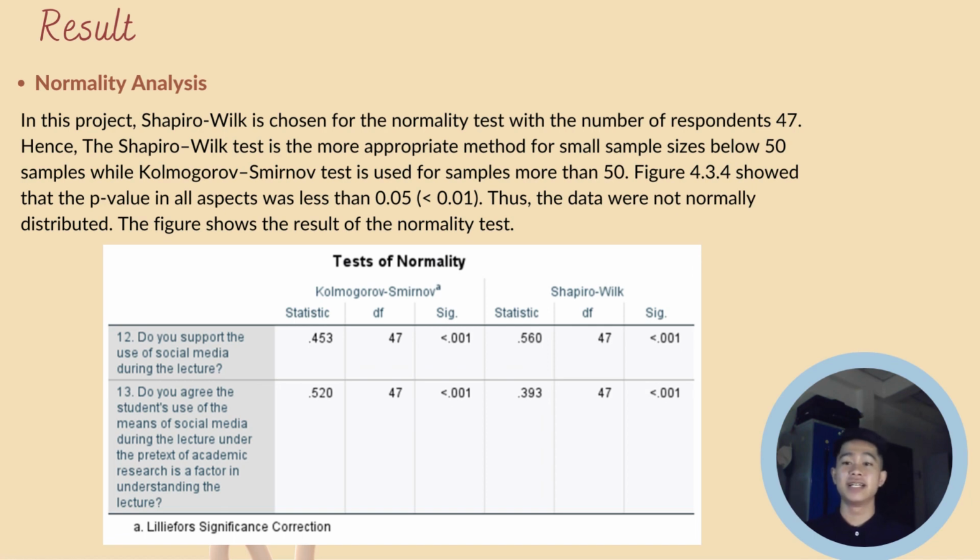Normality analysis. In this project, Shapiro-Wilk is chosen for the normality test with a number of respondents of 47. The Shapiro-Wilk test is the more appropriate method for small sample sizes below 50, while the Kolmogorov-Smirnov test is used for samples of more than 50. Figure 4.3.4 shows that the p-value in all aspects was less than 0.05, which is less than 0.01. Thus, the data were not normally distributed. The figure shows the result of the normality test.